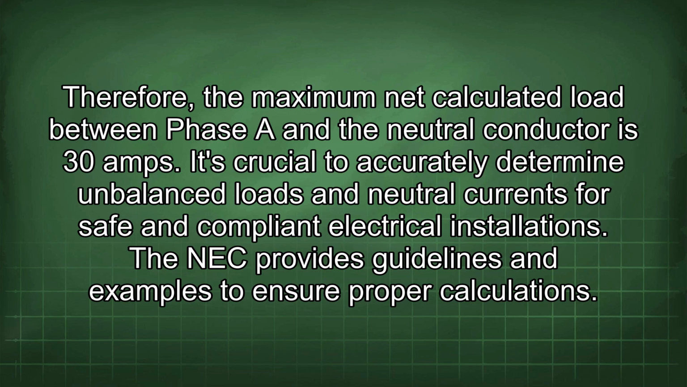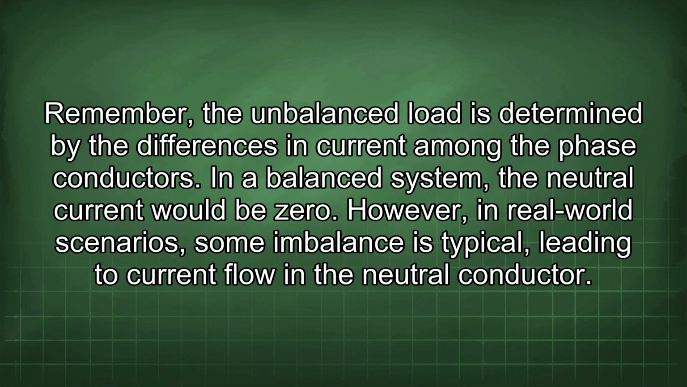It's crucial to accurately determine unbalanced loads and neutral currents for safe and compliant electrical installations. The NEC provides guidelines and examples to ensure proper calculations. Remember, the unbalanced load is determined by the differences in current among the phase conductors. In a balanced system, the neutral current would be 0. However, in real-world scenarios, some imbalance is typical, leading to current flow in the neutral conductor.